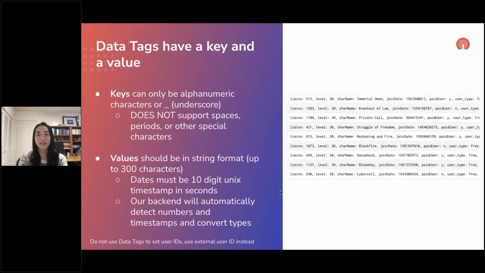A little bit more on what a key value pair is. The key is, think of it as the variable. It could be name, and the value would be the value for that specific user. Keys can only be alphanumeric characters, and you can only use an underscore, so you can't use other special characters like exclamation points. Values can be in string format. You can also store dates and numbers, and our system will automatically convert that for you. You see on the right here, for example, a gaming company storing how many coins the users earned, as well as when someone joined.